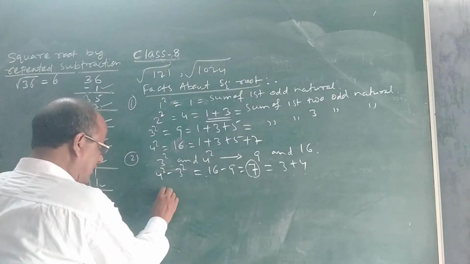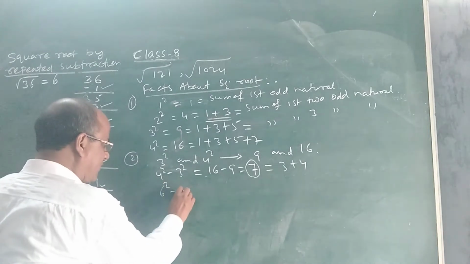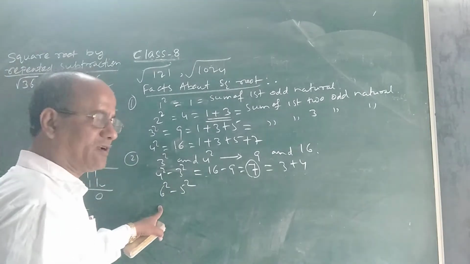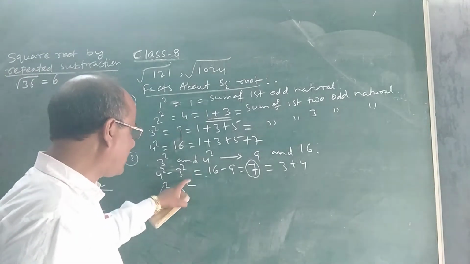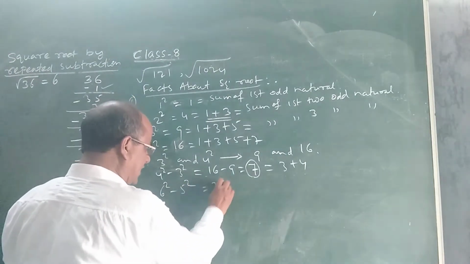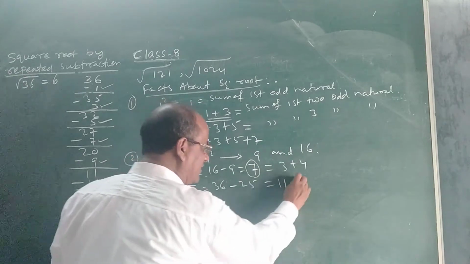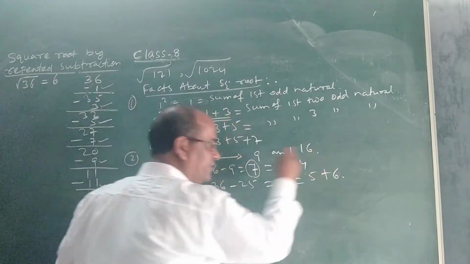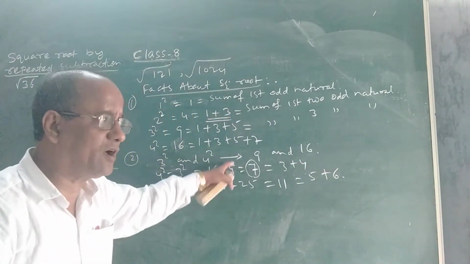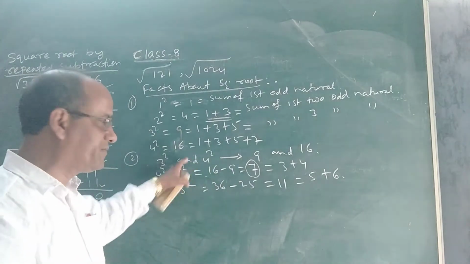Okay, now take another example. Suppose 6 square minus 5 square. 5 and 6 are consecutive natural numbers. So 6 square minus 5 square will be equal to how much? It will be 36 minus 25. It is 11. And this 11 is again equal to 5 plus 6. So what is the common observation, children? What do we observe here?